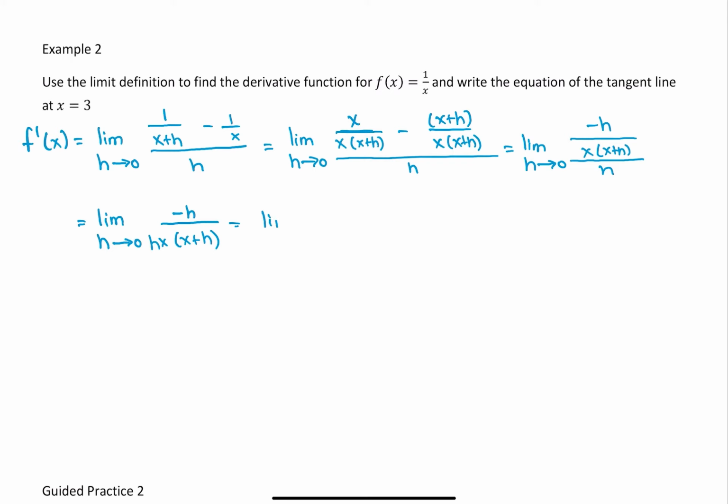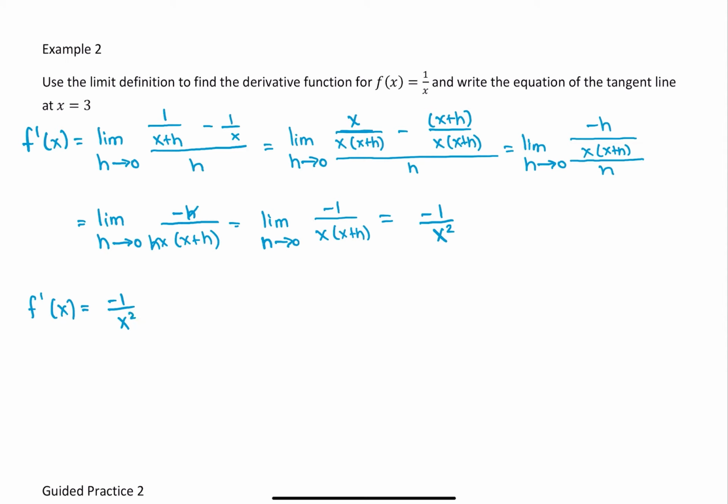And so then we're going to get the limit as h approaches 0. So negative h and h are going to just give us a negative 1. So negative 1 divided by x times x plus h. And now, excuse me, we can evaluate this limit without dividing by 0. And that's going to give us negative 1 divided by x times x plus 0, which is really just negative 1 divided by x squared. So we know our derivative function is equal to negative 1 divided by x squared.